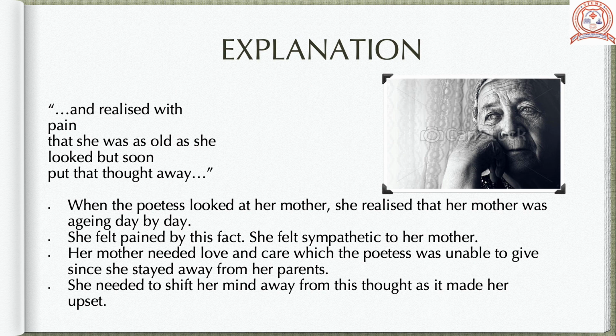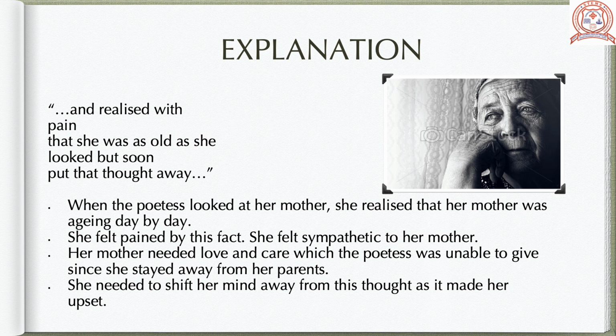She felt pained by this fact. She felt sympathetic to her mother. So, she could not really accept the truth. And what was the truth? The truth was her mother was growing old and she was going to die soon. Okay. Her mother needed love and care, which the poetess was unable to give since she stayed away from her parents, and she needed to shift her mind away from this thought as it made her upset.